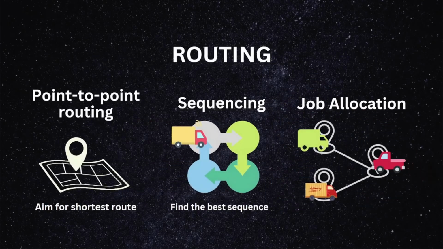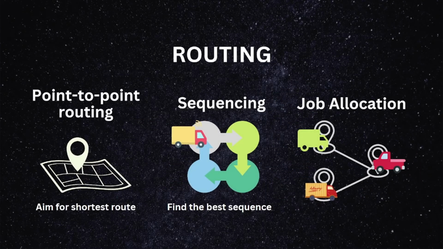Moving on to the routing part, the route planner uses a 3-level method to increase Smart Port's efficiency. They are point-to-point routing, sequence, and job allocation. In point-to-point routing, the system will choose the shortest route between 2 locations. Next, when a vehicle needs to visit a number of locations, it must find the best sequence. Lastly, it is necessary to allocate different types of vehicles to different deliveries in order to reduce the overall cost.